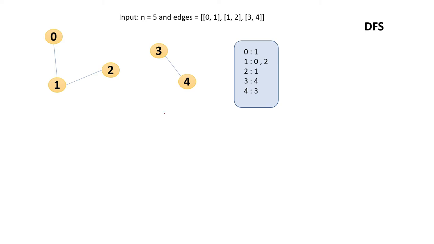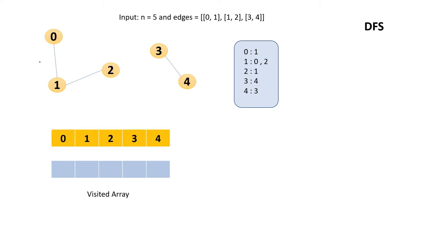So for this purpose, as we are doing a DFS traversal, we can maintain a visited array. This is a Boolean array which will say whether this particular node is visited or not. And the length of this visited array will be the same as the number of nodes. Now for the DFS technique, what we can do is for each and every node we can go and do a DFS. So suppose we have 5 nodes, 0, 1, 2 and 3 and 4.